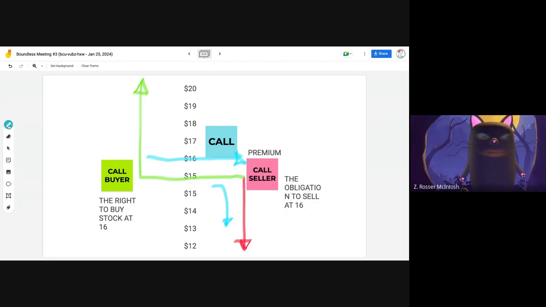So now if this goes up, let's say it goes up to $20 a share. Well, now I can go to you and I can call that stock and say, hey, I want to buy it from you at 16. And then you'd have to give me the stock at 16, and I would instantly be up on that position by this amount, $4, minus the cost of the premium.